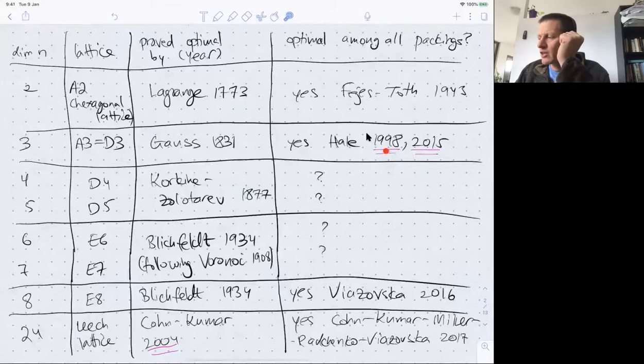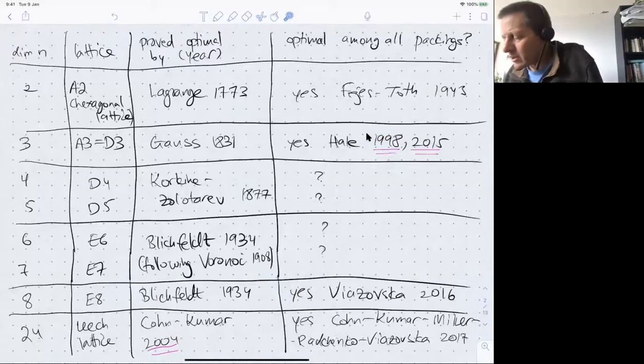Let me move chronologically. I'll come back to this in a moment. Let me move chronologically to 2004. In 2004, Cohn and Kumar published a computer-assisted proof of the fact that the Leech lattice is the optimal lattice packing in dimension 24. And this was, again, a proof by computer. It was, again, a huge proof.